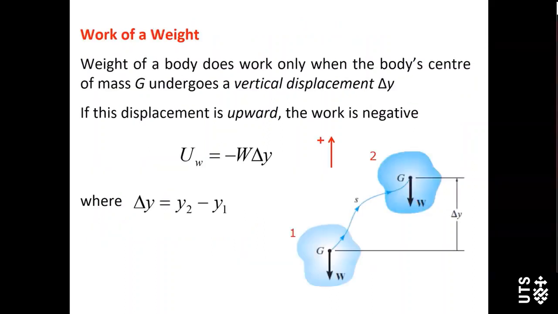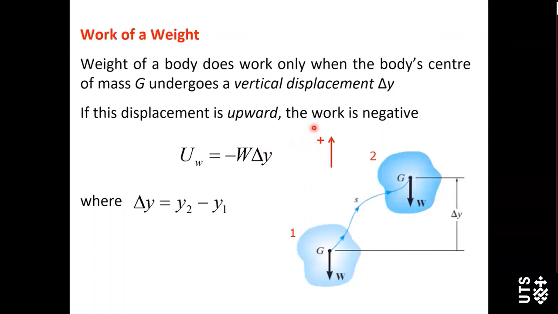Weight force of a rigid body is constant. It is always vertical. Its work is equal to the weight force times the vertical displacement of the rigid body's mass center point G. That is delta Y. So for example here, this delta Y is equal to Y2 minus Y1. 1 means the initial position, 2 means the final position.